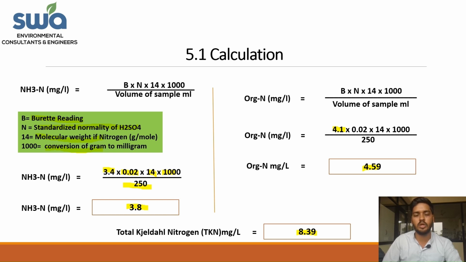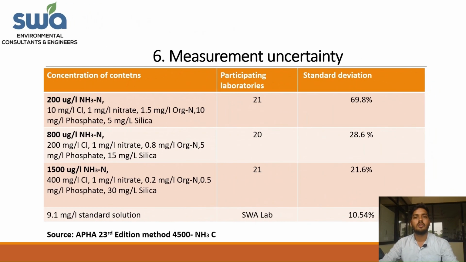Now let's move to the measurement uncertainty. So now let's see the measurement uncertainty data for ammoniacal nitrogen first. The 200 microgram per liter ammoniacal nitrogen standard solution, which contains fluoride, nitrate, and other interferences too, was analyzed by 21 participating laboratories, and the standard deviation for that was 69.8.